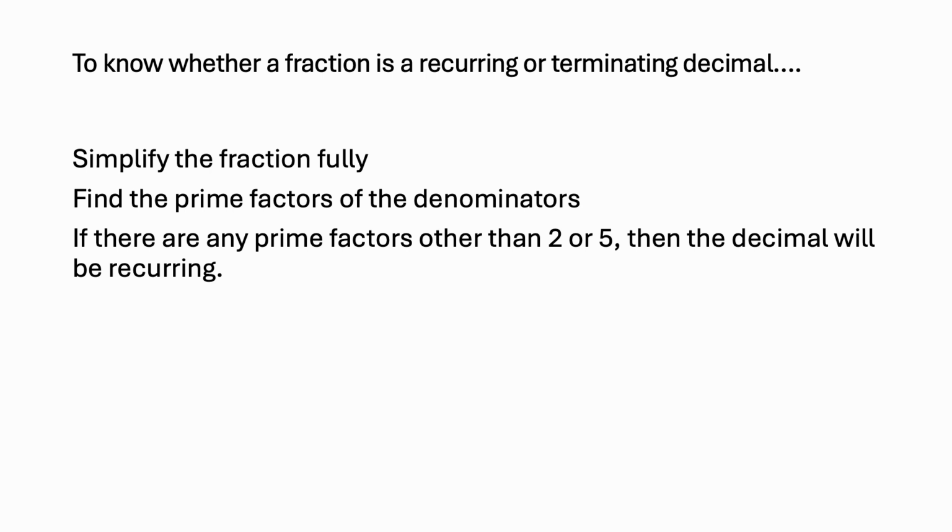To know whether a fraction is a recurring or terminating decimal: recurring is like that 1/3 where you have that dot above the 3, that's a recurring. A terminating decimal is like 0.5, where it's not continuous, because you've just got 0.5, which is a half.